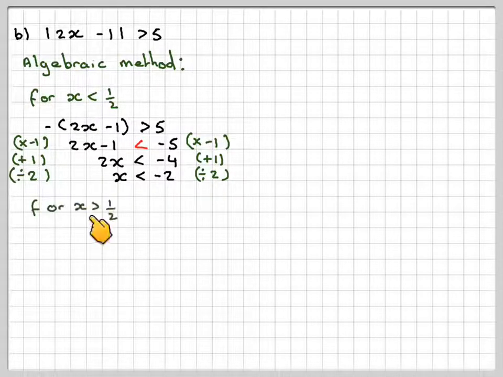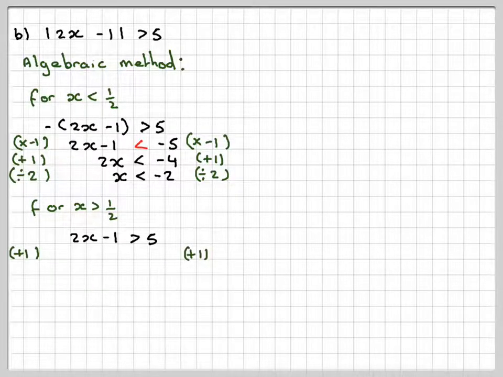For values of x greater than a half, this is positive, so we just solve 2x minus 1 is greater than 5. Adding 1 to both sides, we get that 2x is greater than 6.